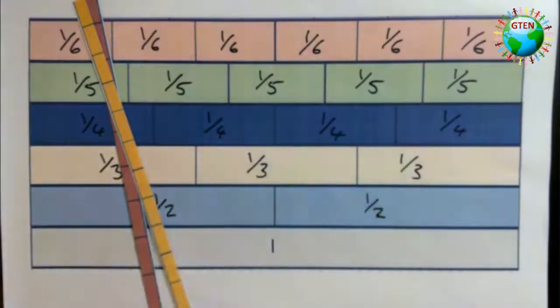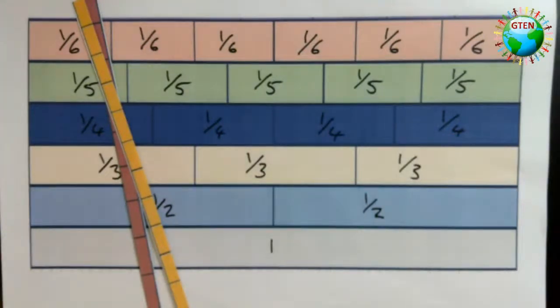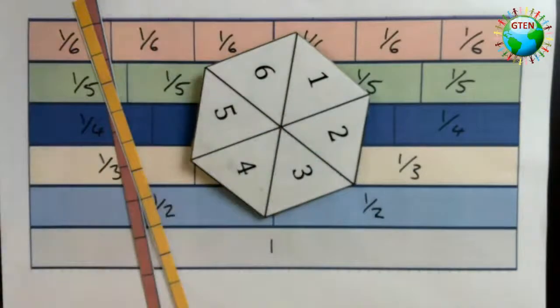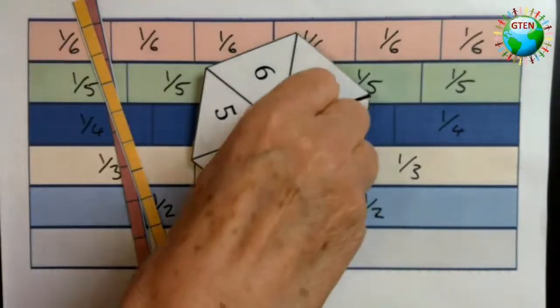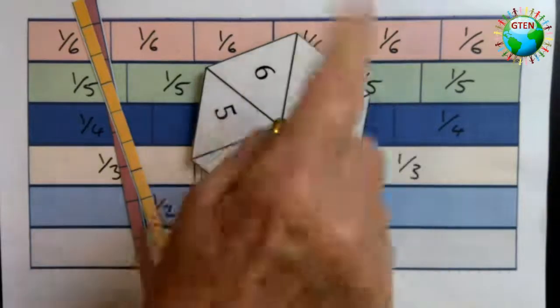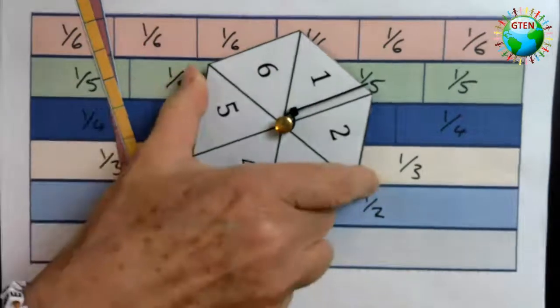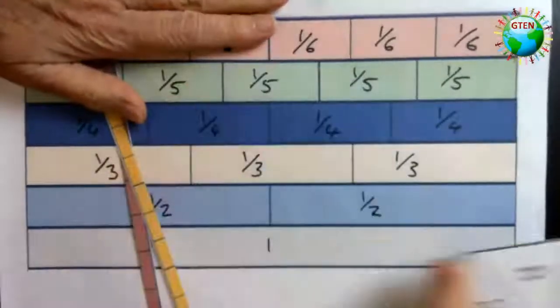I've got a spinner here, which gives numbers 1 to... ow. It has a thumbtack which came out and it pierced me. Here we go, so there's a spinner. You can do 1 to 6 or 1 to 12, whichever way you like. But I'm going to use two dice.